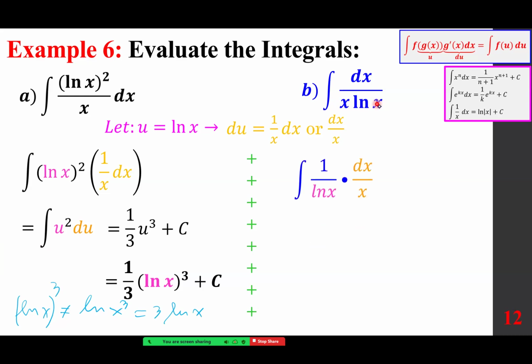We're going to do part B, and to do so, we're going to rewrite it so it becomes clear what we are dealing with. We are dealing with 1 over ln x times dx over x. Sometimes I write it in this format, sometimes in that format, because I want you to see both mean the same thing.